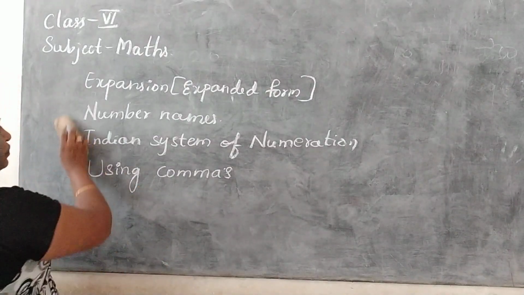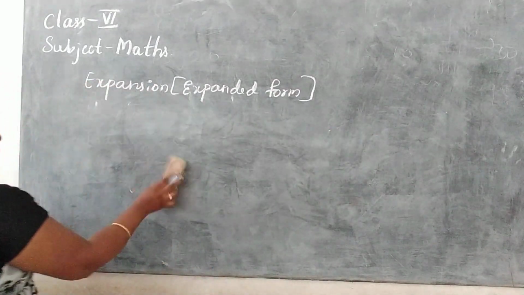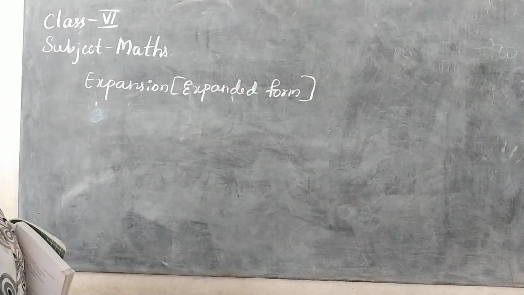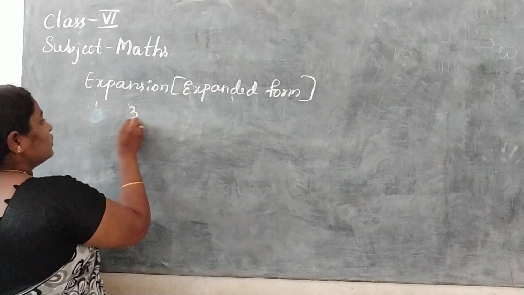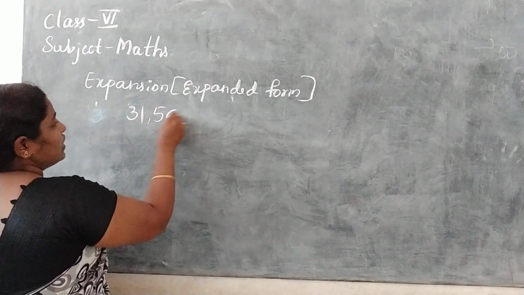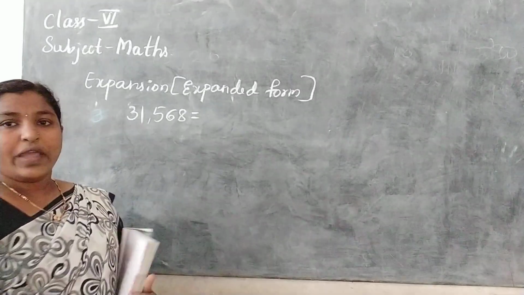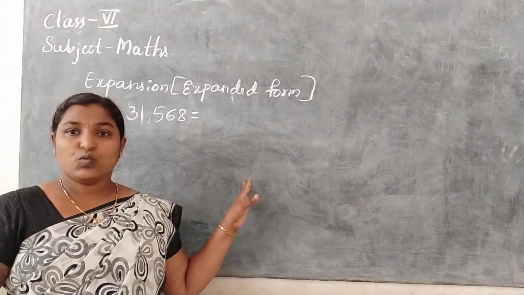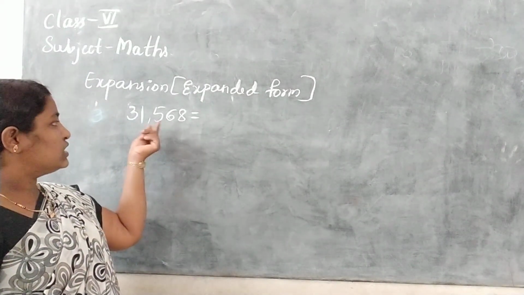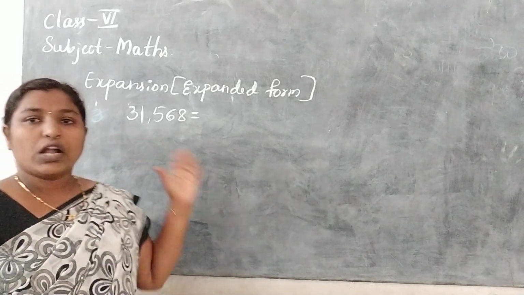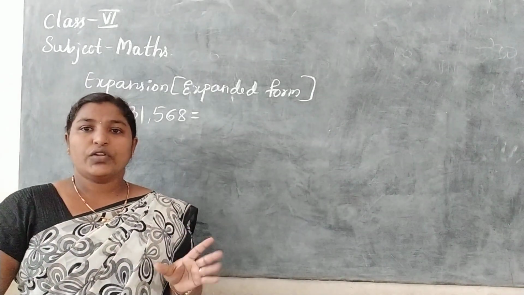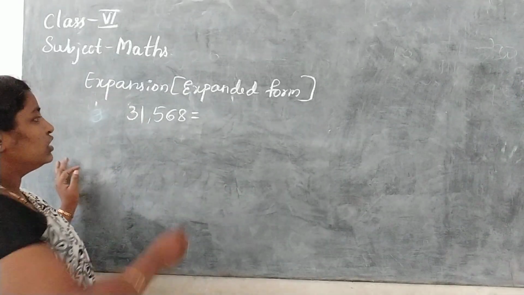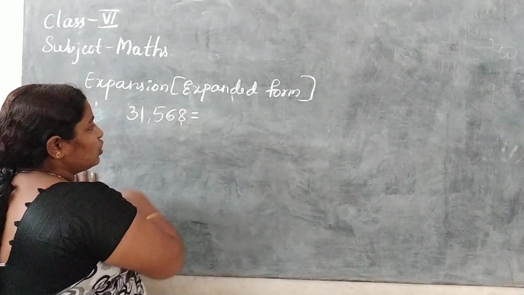First, I'll take one example. That is a 5 digit number, 31,568. To expand a given number, you should know the place values. So ones place, tens, 100, 1,000, 10,000. According to the place values, you should write the expansion form. First, you should know the place value.